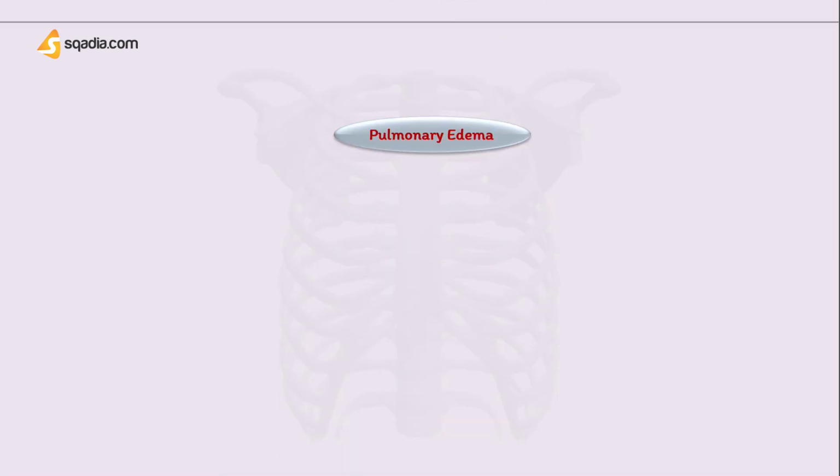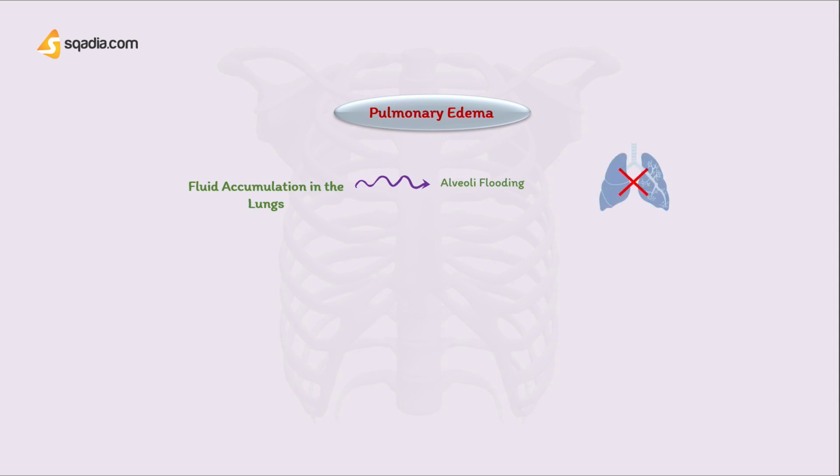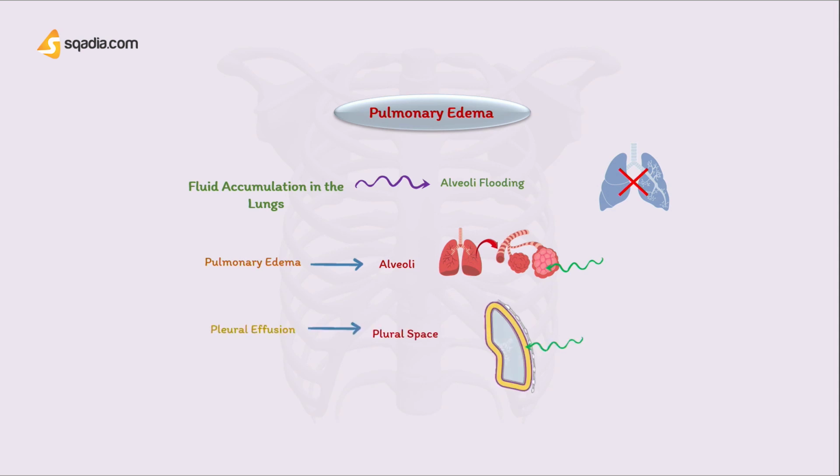Now let's talk about pulmonary edema. Pulmonary edema is fluid accumulation in the lungs that causes flooding of the alveoli with fluid. This causes severe disturbance of gas exchange across the alveolar surface and can lead to respiratory failure. But wait a second, how is this different from a pleural effusion? Well, pulmonary edema differs from a pleural effusion because in pulmonary edema, the fluid is in the alveoli, and in a pleural effusion, the fluid is in the pleural space.